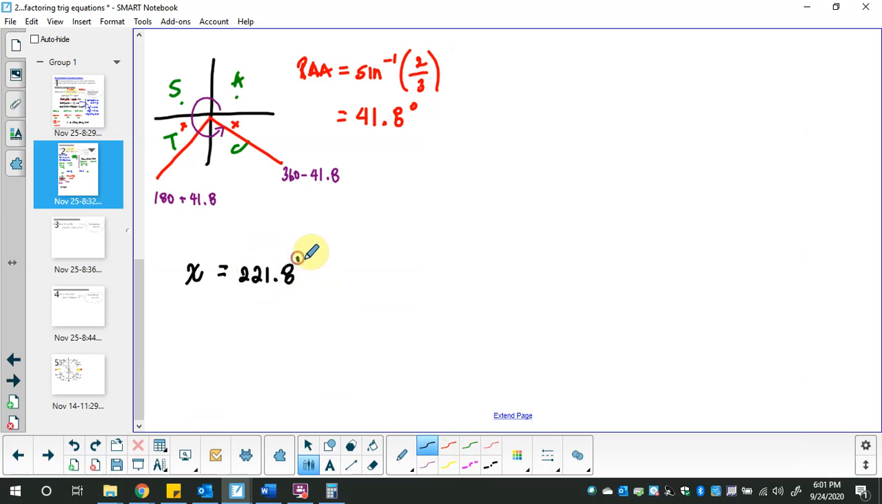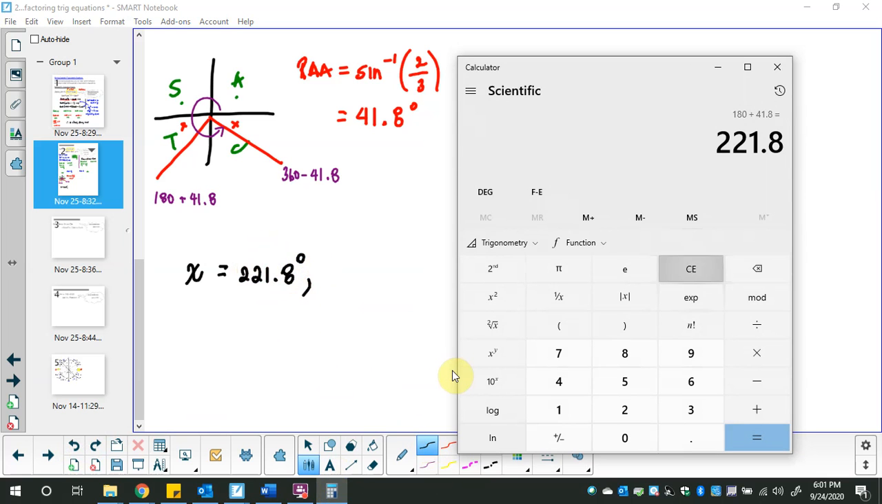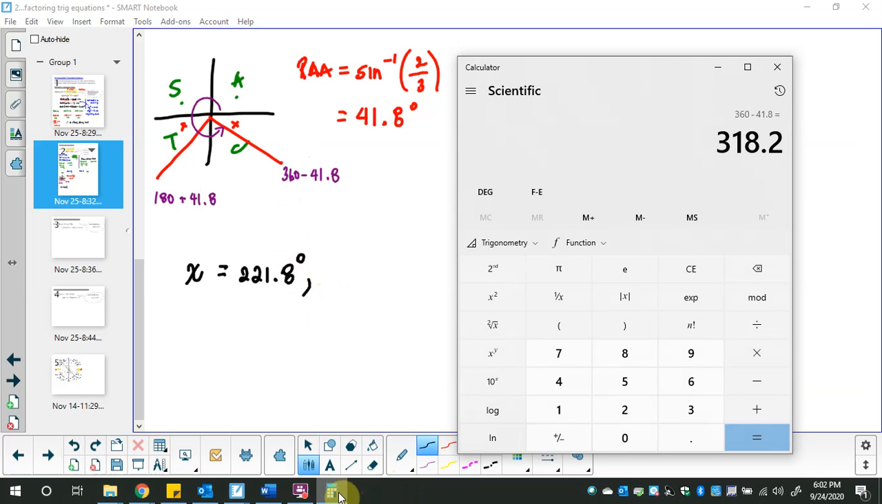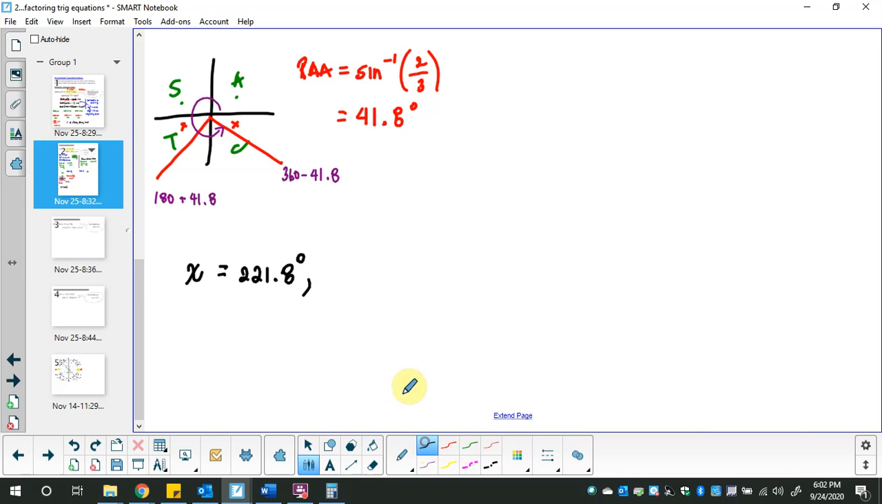221.8, and that's 221.8 degrees. And then the other one, 360 minus 41.8, and you have to go back to the lesson before for the little graphic of why this is the way it is. That other one is 318.2.